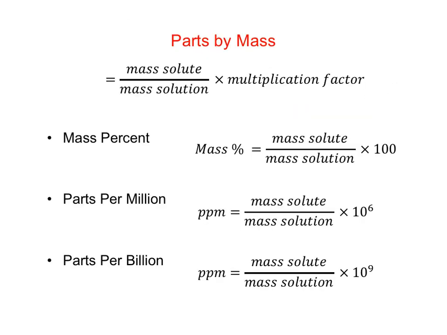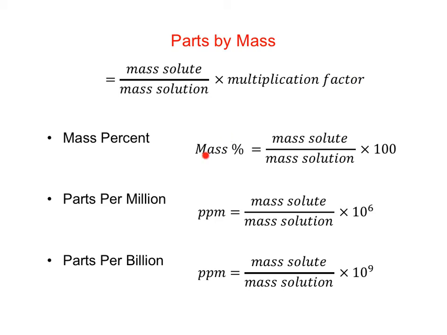All right, so the last two concentration units that we're going to talk about are pretty similar. We have parts by mass and parts by million. In parts by mass, we take the mass of the solute and divide that by the mass of the solution, and then multiply that by a multiplication factor. And so there are 3 types of parts by mass that we're going to talk about, and the only difference between these 3 is what the multiplication factor is.